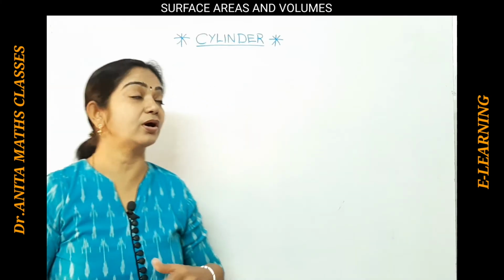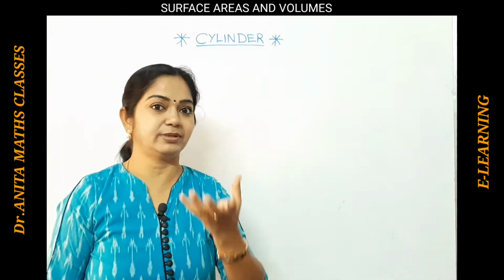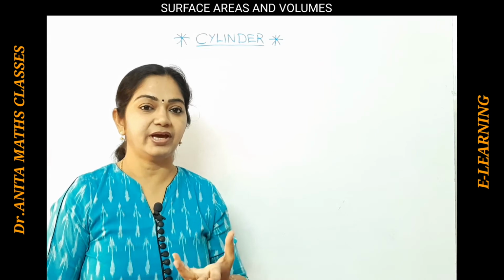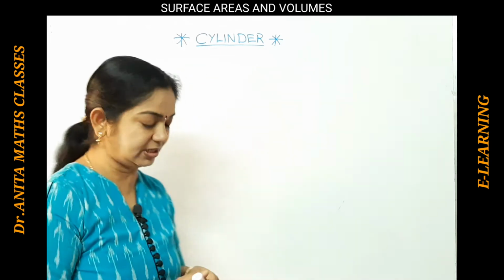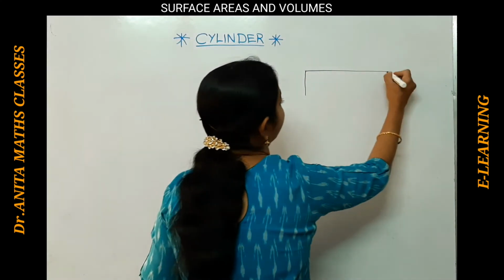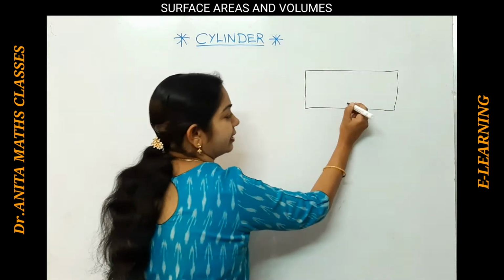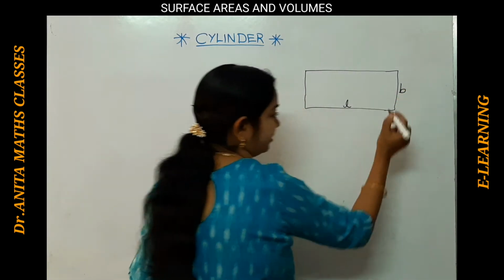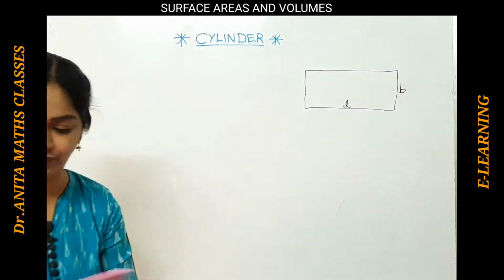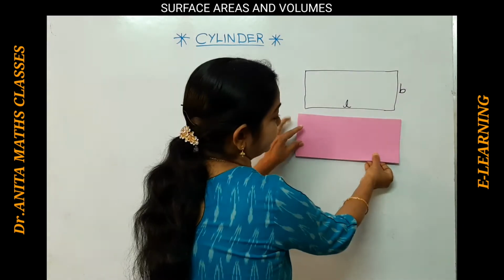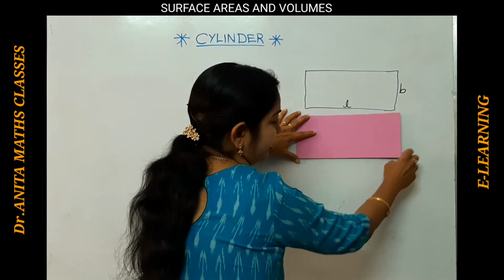Now we will learn the concept of cylinder. Cylinder is a three-dimensional solid object where the bases of the cylinder are circles. Now to explain the concept of cylinder, I'll make use of a rectangular paper or a rectangular cardboard, right? So let us take a rectangular paper here which has length and breadth. This is in rectangular shape. This is the length and the breadth.